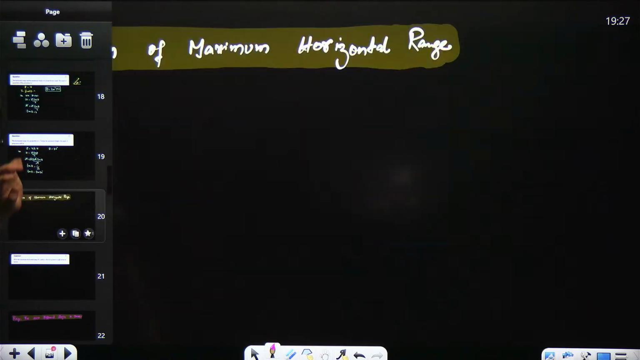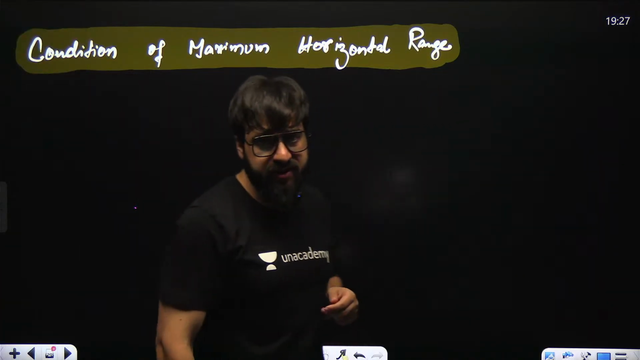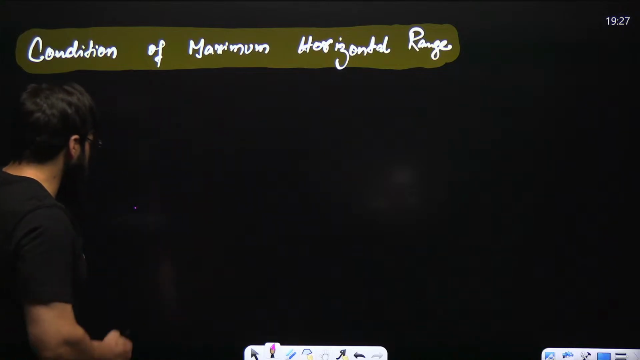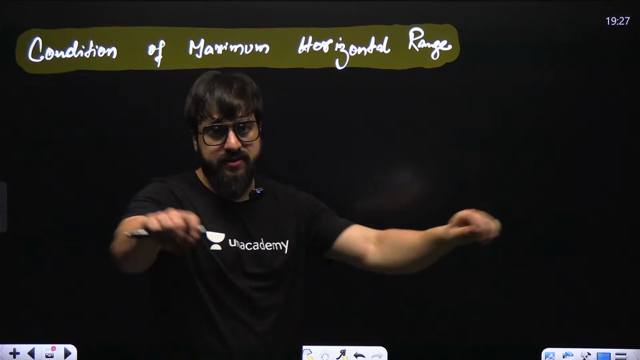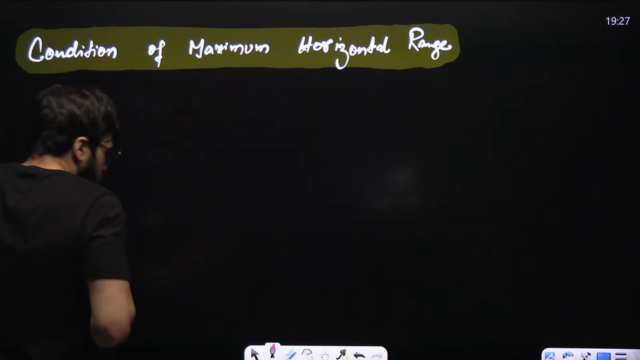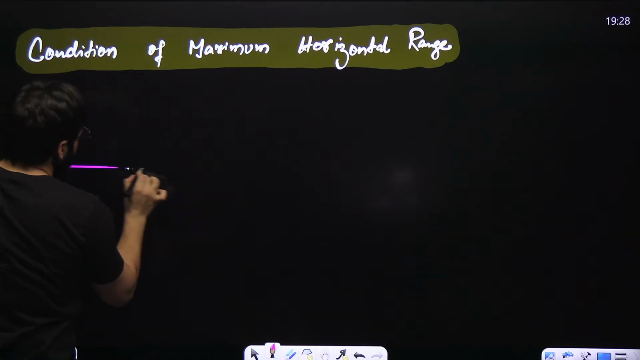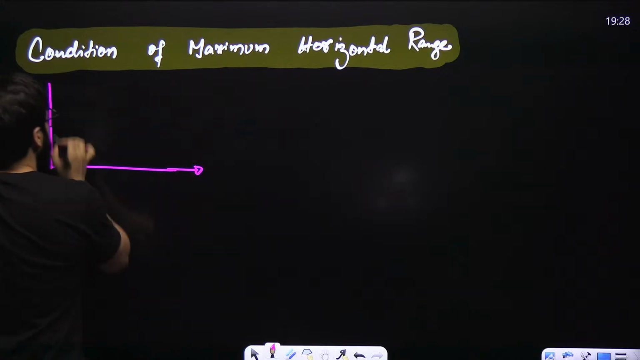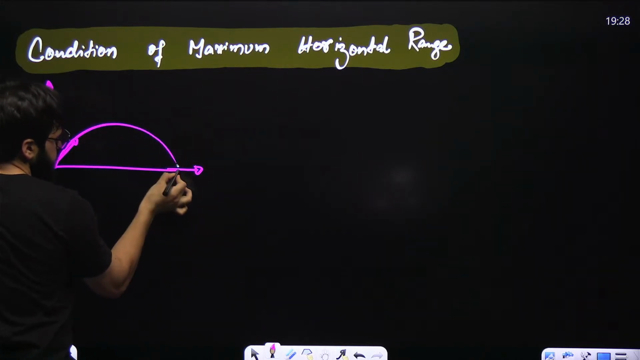That is conditions of maximum horizontal range. Conditions of maximum horizontal range. Okay? See guys, let's suppose you are launching a projectile over here.